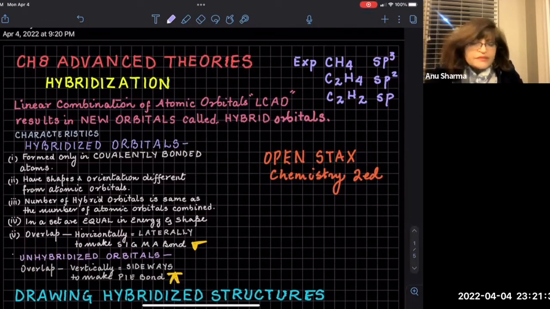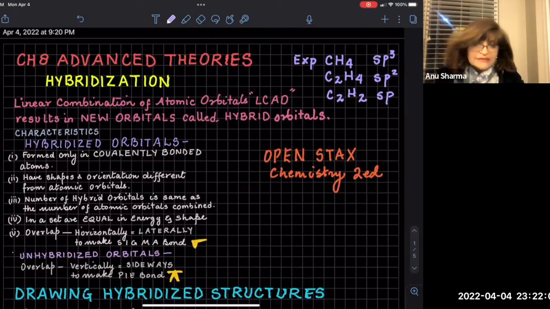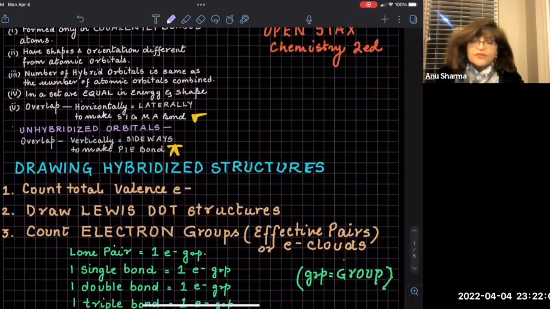Now, the orbitals that overlap horizontally or laterally make the sigma bond, which looks like the yellow colored sign you see on the screen. The unhybridized orbitals are the pure orbitals. In other words, they do not mix. And these orbitals form bonds by sideways overlapping. So vertically or sideways, or even diagonally, they make these bonds which result in single bonds, double bonds and triple bonds. These are the pi orbitals, and you see the sign of the pi is the yellow colored symbol you see on the screen.